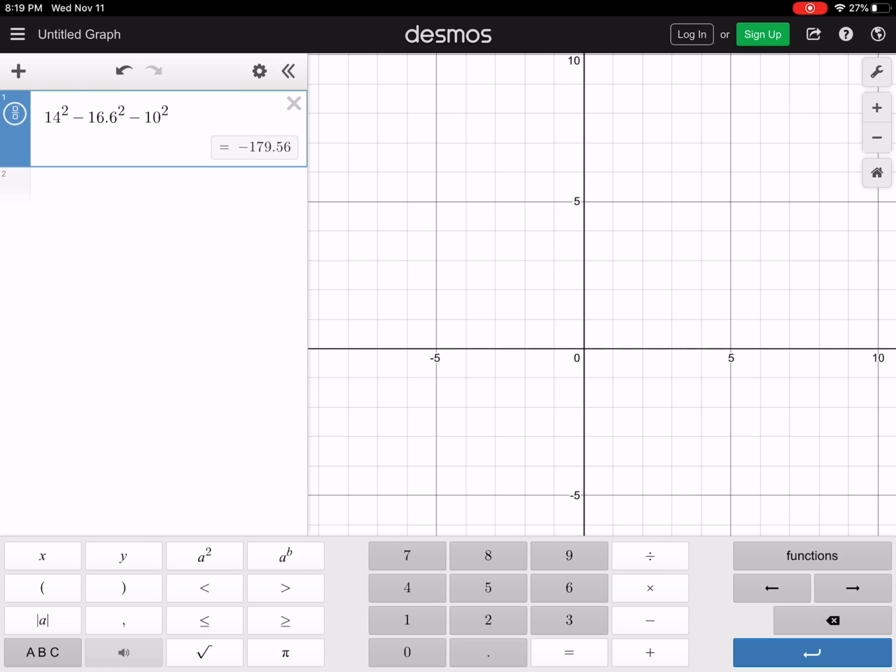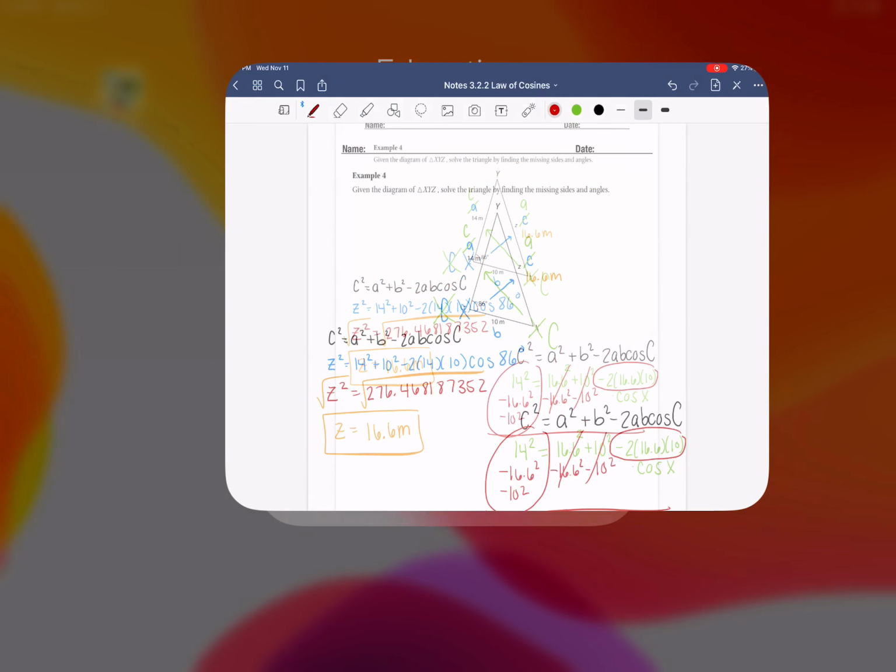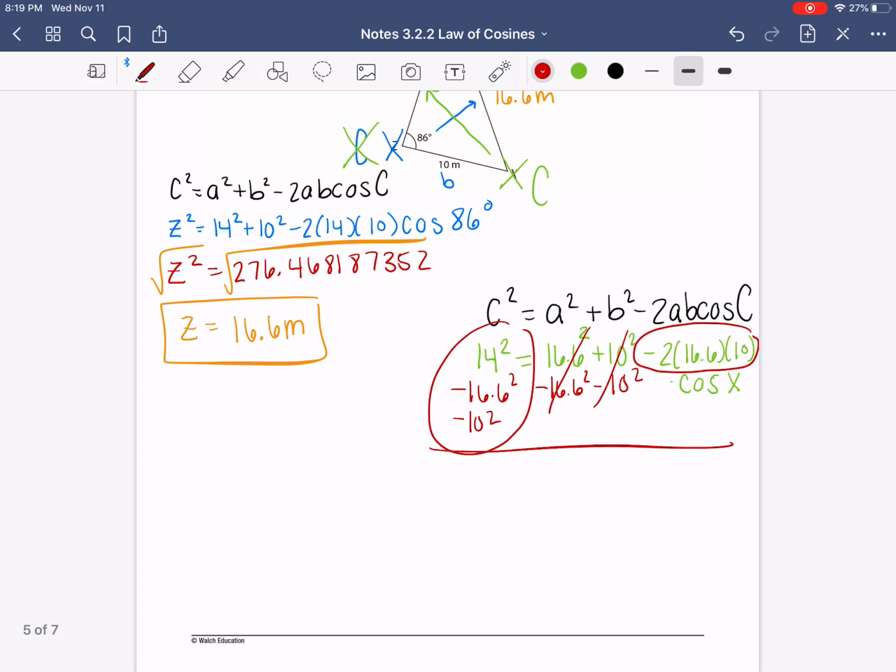So that side's going to be negative 179.56. And then I'll multiply my negative 2 times 16.6 times 10. And that side gives me negative 332. Okay, so that was what's on the left and what's on the right. So I have negative 179.56 equals negative 332 cosine x.